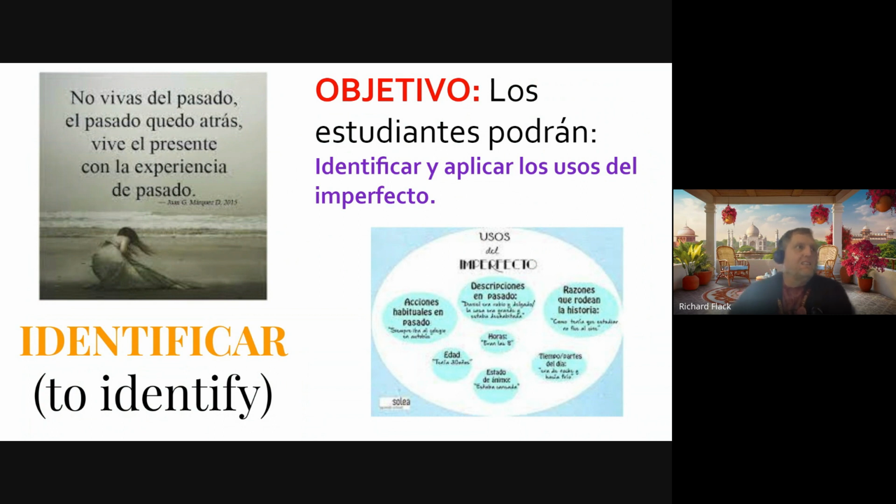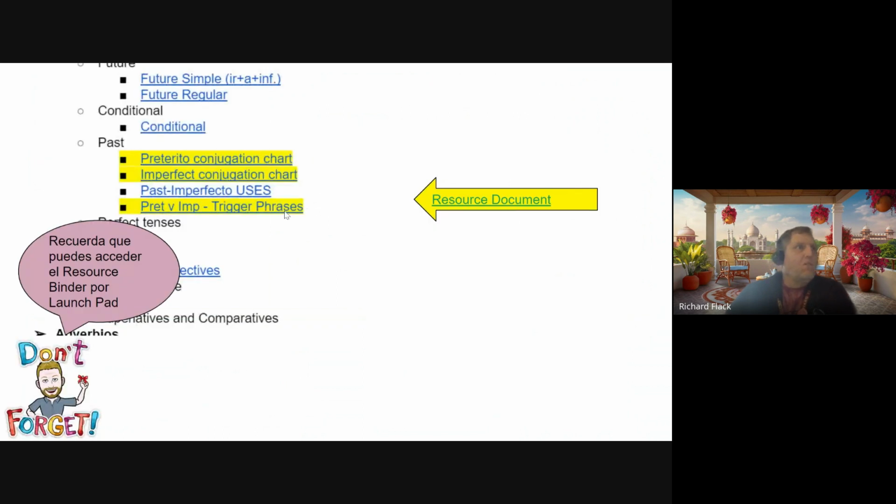Y la cita dice, no vivas del pasado. El pasado quedó atrás. Vive el presente con la experiencia del pasado. Don't live in the past. The past is behind you. Live in the present with the experience of the past. That's deep.